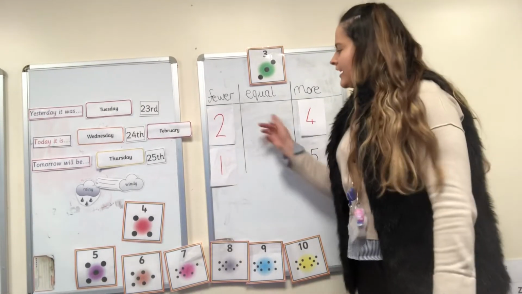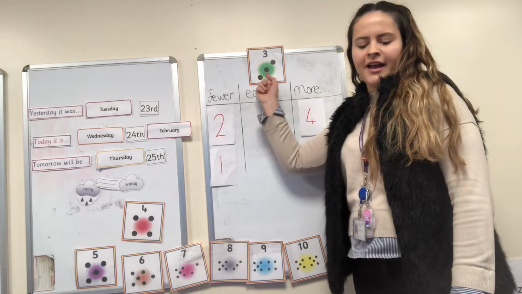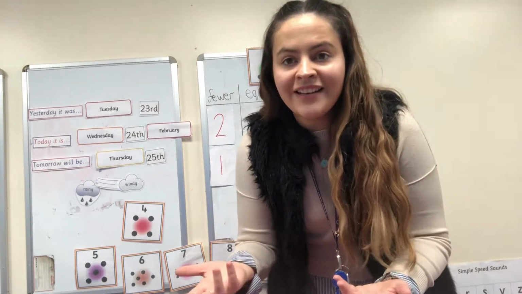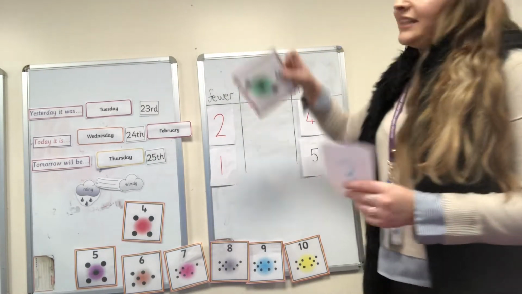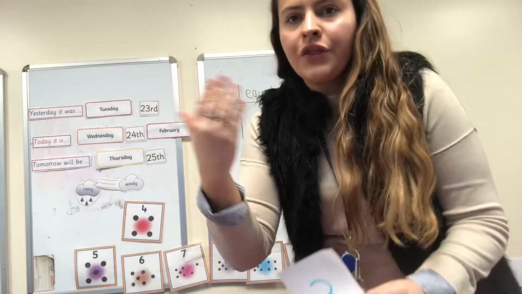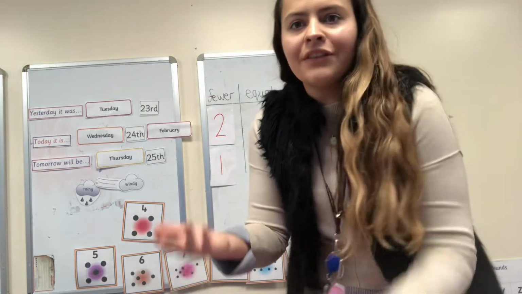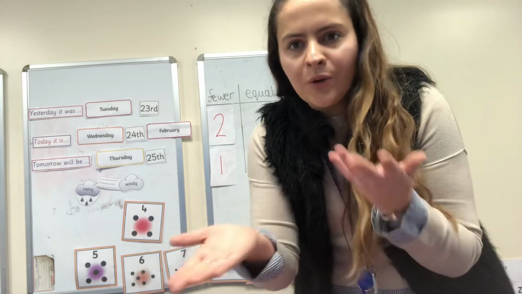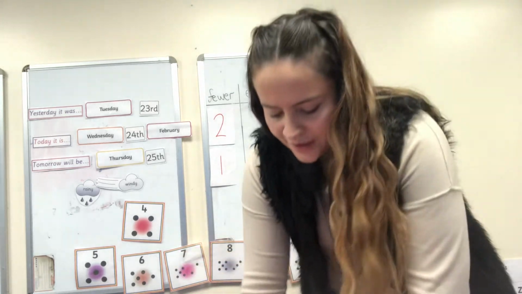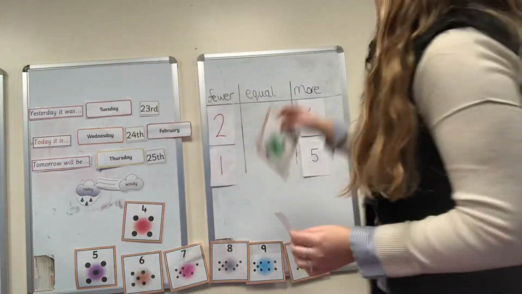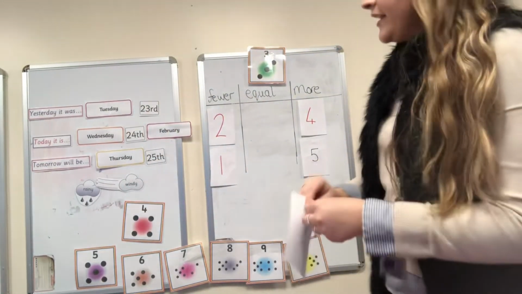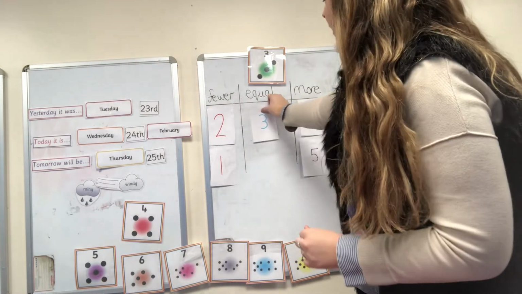So our last column, let's just quickly have a look. So 3 is our number. So which number is equal to 3? 3. This and this are the same. They are equal, okay? So if we had 3 chocolates in this hand and 3 chocolates in this hand, they would be equal to each other, okay? Because they are the same. So these 2 numbers, 3 and 3, they are equal to each other, okay? So let's stick our 3 up here. And we can stick our 3 in our equal column. Can you see? I'll just bring you closer so you can do your own.